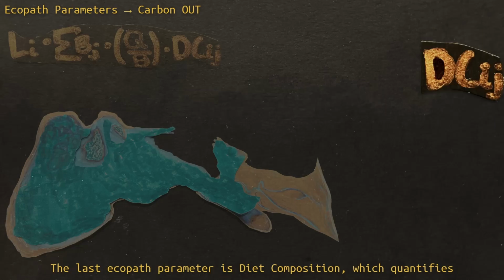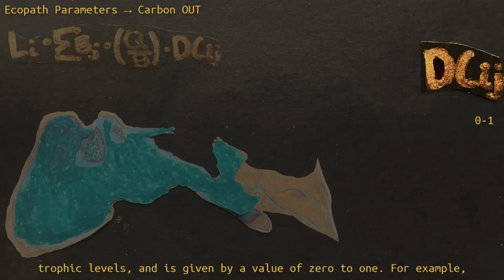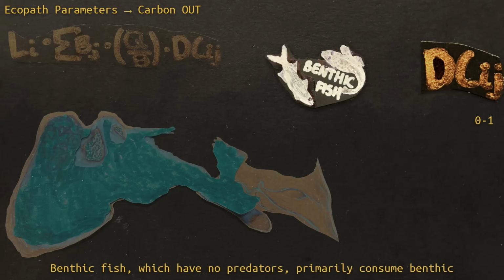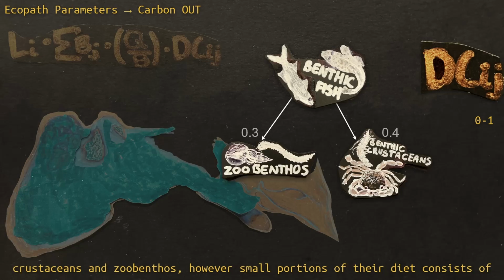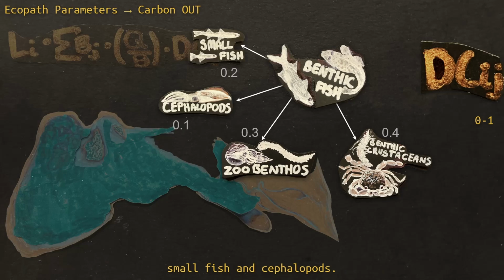The last Ecopath parameter is diet composition, which quantifies how much a predator's consumption is made up of a certain prey group. This concept underpins our earlier diet matrix used to predict trophic levels, and is given by a value of 0 to 1. For example, benthic fish which have no predators primarily consume benthic crustaceans and zoobenthos. However, small portions of their diet consist of small fish and cephalopods.